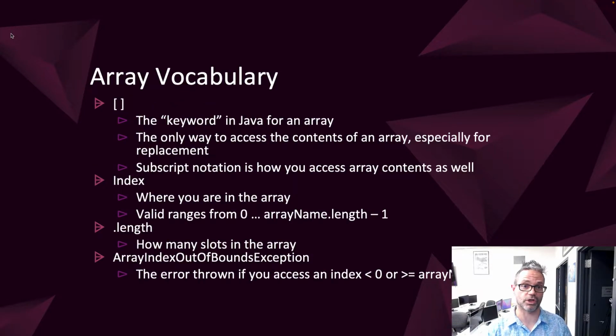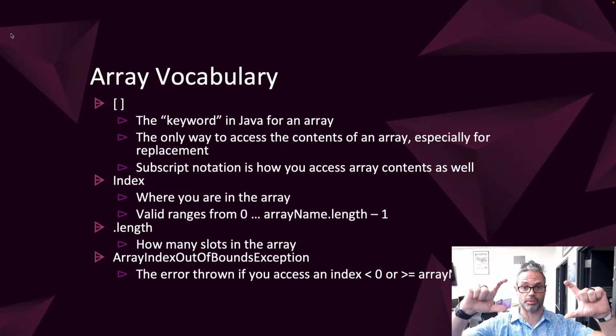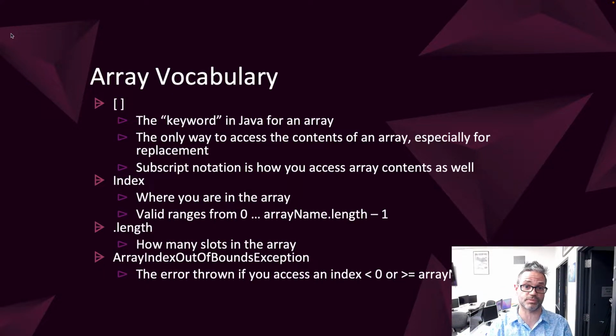We have vocabulary we need to go over, and we're talking about the Java array type. We have the subscript notation, aka the square brackets. That's the quote keyword that we have in Java when we're working with arrays. It's the only way you can access the contents of an individual spot in an array, especially when you're talking about replacement of that. The subscript notation is how we access all the individual array contents as well. The index is how we actually talk to those inside the square brackets. That's how we access the individual values of each spot inside the array.